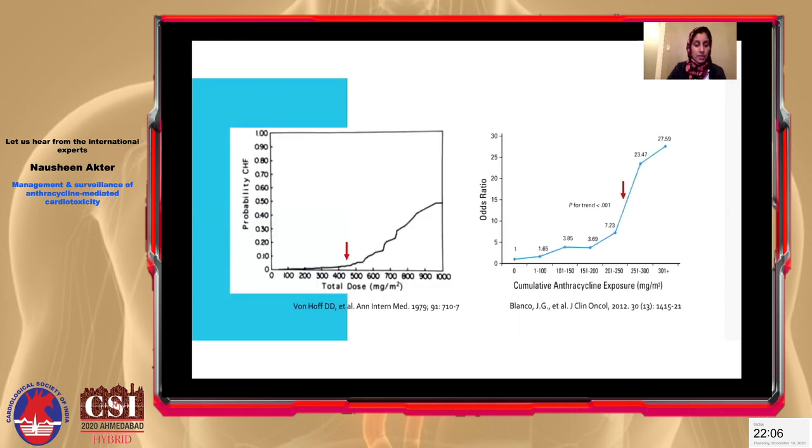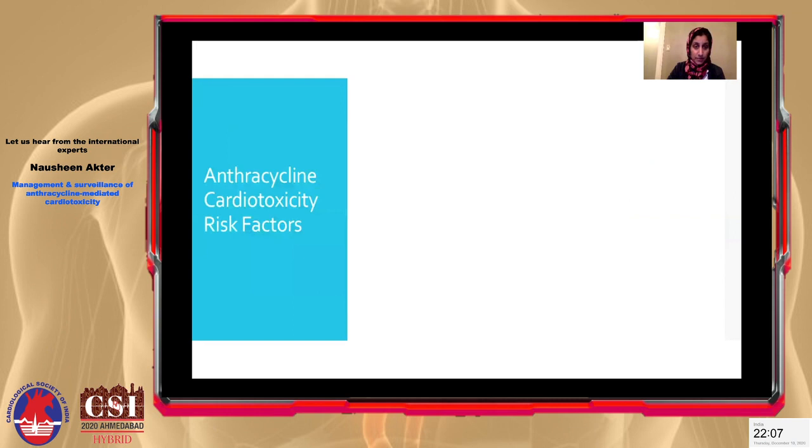It was initially believed that the 450 milligrams per meter squared dose was a high dose, and these curves were based on clinical heart failure. However, we now consider 250 milligrams per meter squared a high dose, and this is a dose at which we are seeing asymptomatic LV dysfunction, and we can see changes in the myocardium at even lower doses.